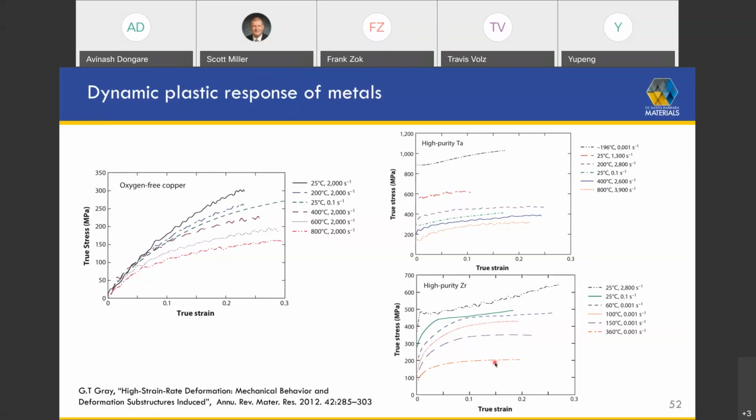Zirconium, it's sort of a hybrid in some sense. It's a bit more complicated with CPH, close packed hexagonal materials. And you can get some sense of the rate sensitivity and the temperature sensitivity from the results here for zirconium.